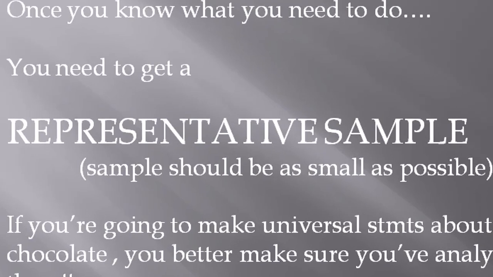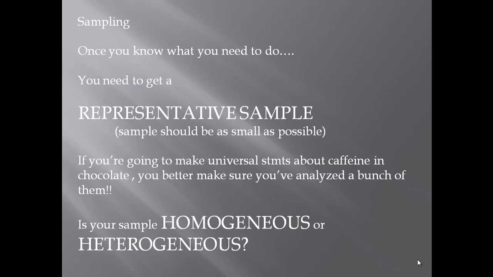The most important thing here is that your sample must be representative of your entire batch. Okay, because if you're going to start making universal statements about how much caffeine is in chocolate, you better make sure that what you're publishing is correct. You don't want your data to be criticized by the scientific community. What the students did in the book is they went to their neighborhood store and they bought a bunch of different chocolate bars.